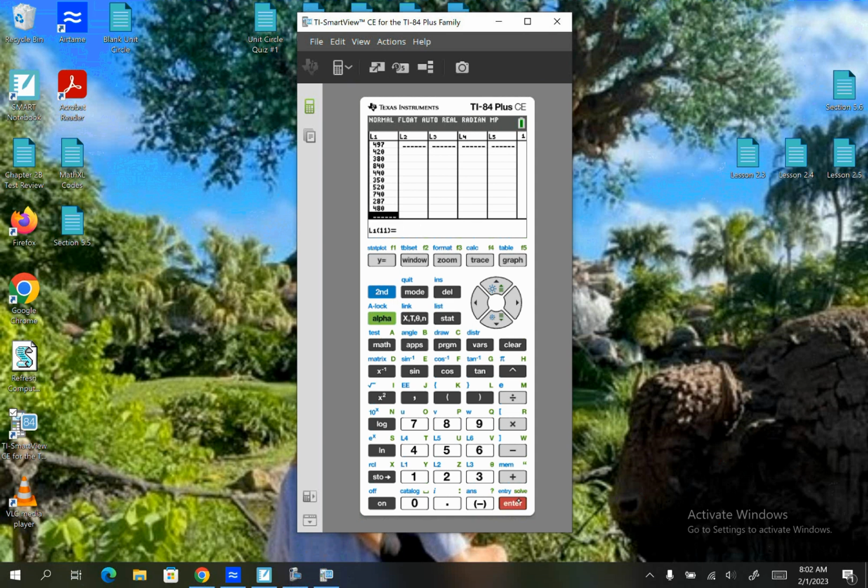Okay, once you have all the data in there, you're going to hit stat again. So everything's going to be in this like stat world menu. This time we're going to go over to calculate, and then this first option is going to be your best friend this semester, one variable statistic.